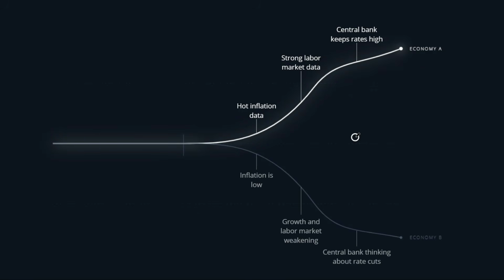Now train B is moving in the opposite direction, it's slowing down. The engine is losing power, inflation is falling, growth is softening, unemployment maybe is creeping up. The central bank, for that reason, is actively looking to either keep interest rates low or maybe even cut interest rates. As a result of that, the currency is weakening.